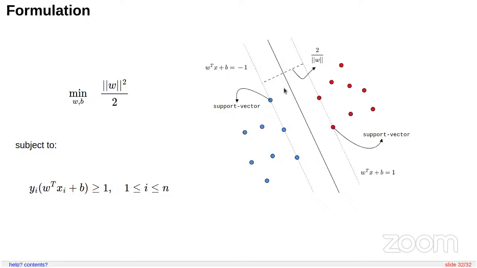I don't understand, because W transpose X plus B equal to 1 is the equation on the right side. And if we see greater than 1, then that means to the right of this dotted line, so all the red points, right? Yes, that is for y equal to plus 1. For y equal to minus 1, likewise, you will have W transpose X plus B less than minus 1.